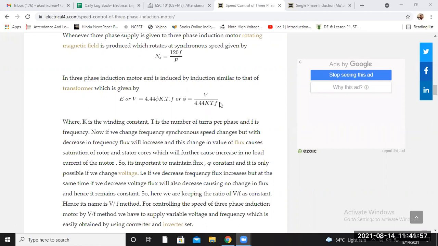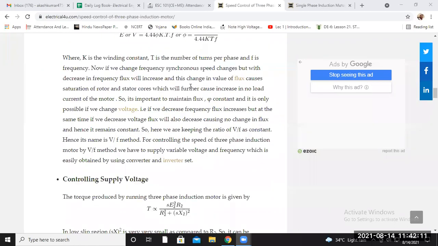If you change the frequency, it is related with the synchronous speed. As the frequency increases, the synchronous speed will increase, and as the frequency decreases, the synchronous speed will decrease. This is the frequency control method.